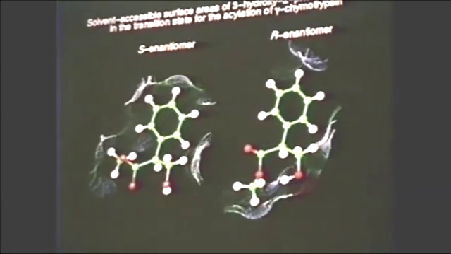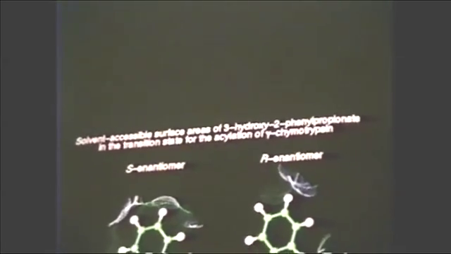Likewise, we calculated the surface accessible area for the S enantiomer and the R enantiomer in the transition state, and that's what's depicted here. We've done the calculations and then used UNIFAC to calculate gamma prime S and gamma prime R and their ratio. And then again, so we had the experimentally determined solvent dependence of enantioselectivity. We had the calculated ratio of thermodynamic activity coefficients in different solvents. And now we compare the two. And this is what we got.